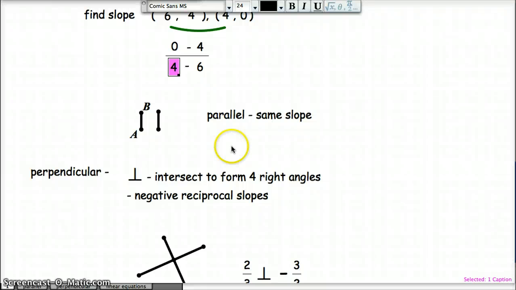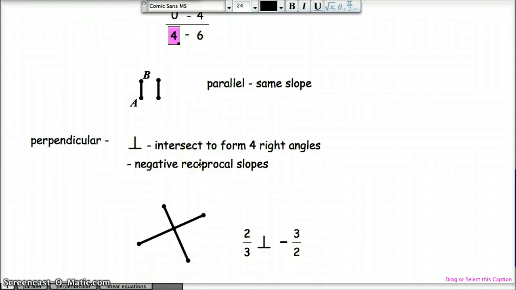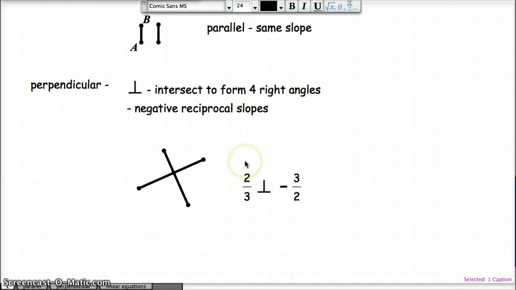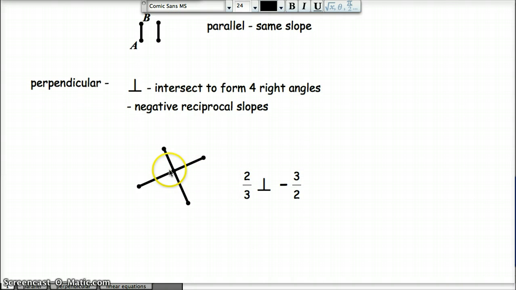If you have perpendicular lines, they intersect to form right angles, and they have negative reciprocal slopes. Okay? What does that mean? Well, here's my perpendicular lines. That means they create a right angle, right? These two lines intersect to create a right angle. But negative reciprocal slopes means this. If I'm given the slope 2/3, my negative reciprocal would be, I would put a negative sign here now and flip it. My reciprocal is simply flipping the numerator and the denominator.